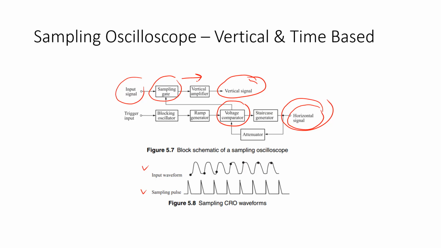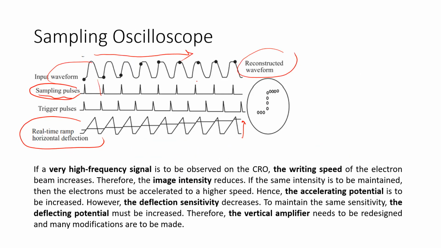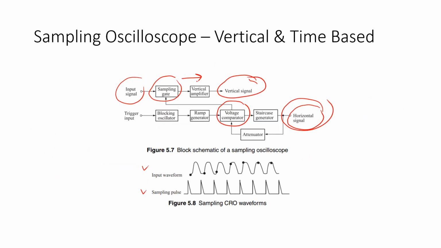So I think this is all. These are the three types of oscilloscope. We already talked about the dual beam CRO and the dual trace CRO, and we also covered the sampling oscilloscope here. The sampling oscilloscope is very useful if the frequency of the signal changes in the oscilloscope, so we can maintain the intensity and also the sensitivity of the oscilloscope.